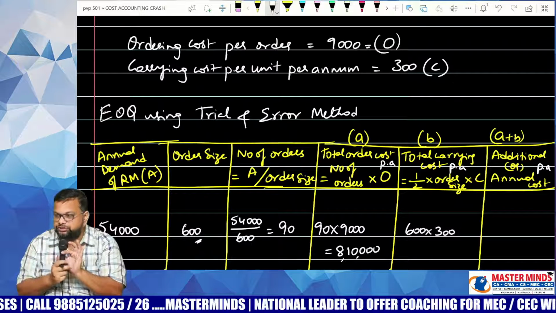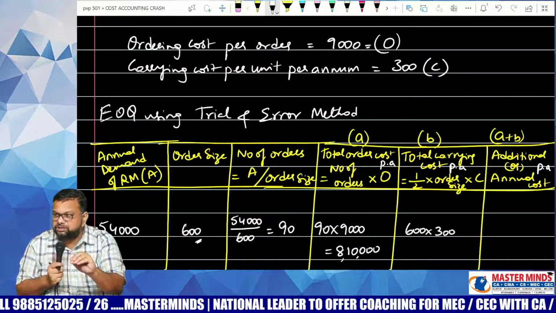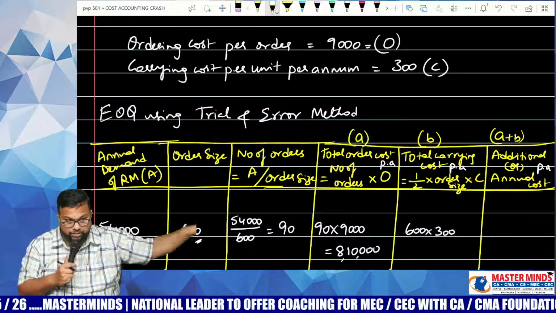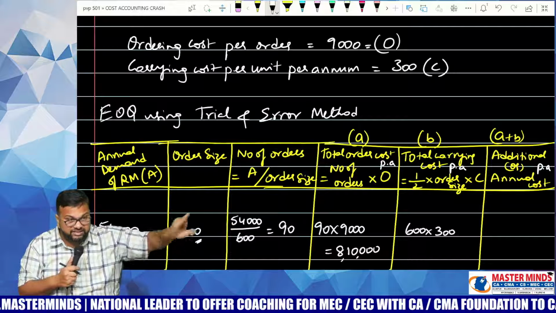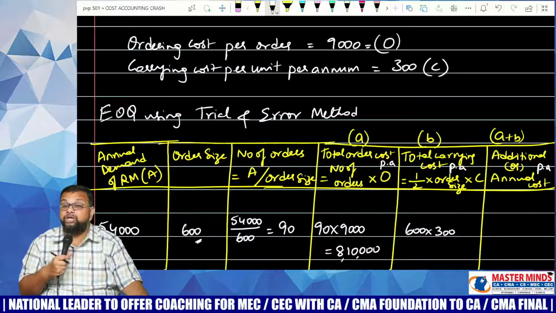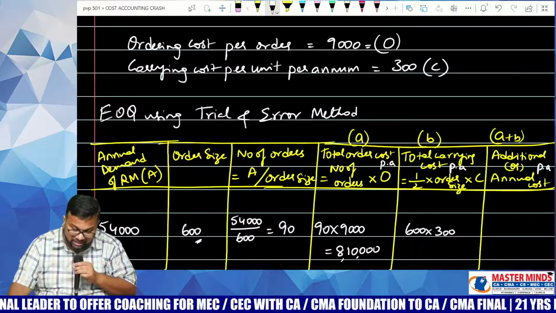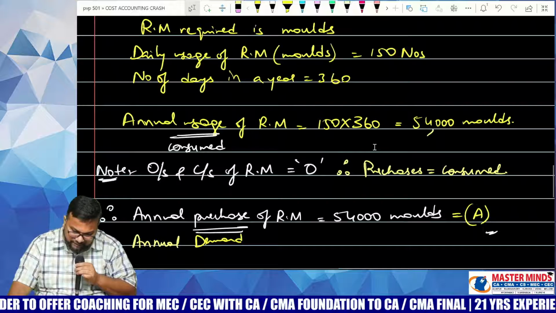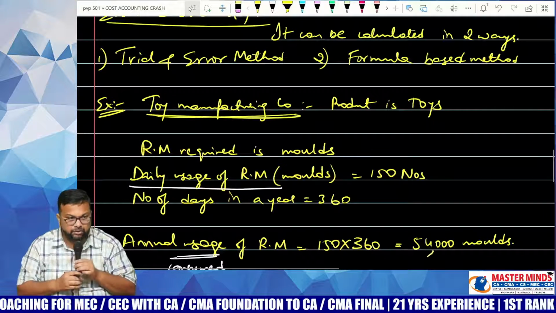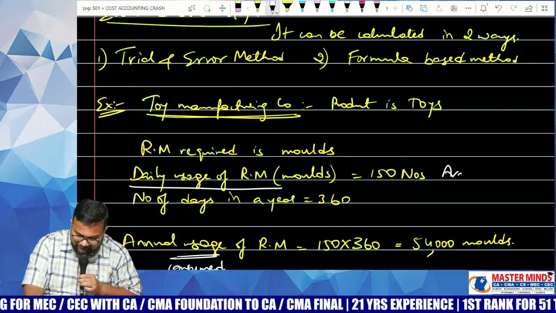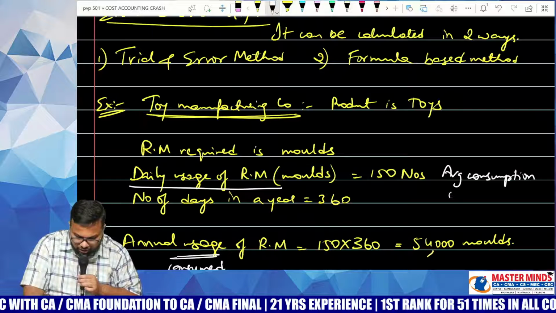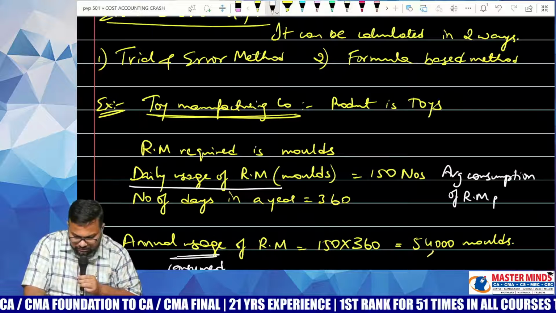What students argue is that we are ordering 600 units, that means we will be storing 600 units, so carrying cost will be incurred for 600 units. But there is one piece of information that I have given in your question. I have given average consumption per day, or daily usage of raw materials. It is nothing but average consumption of raw material per day.